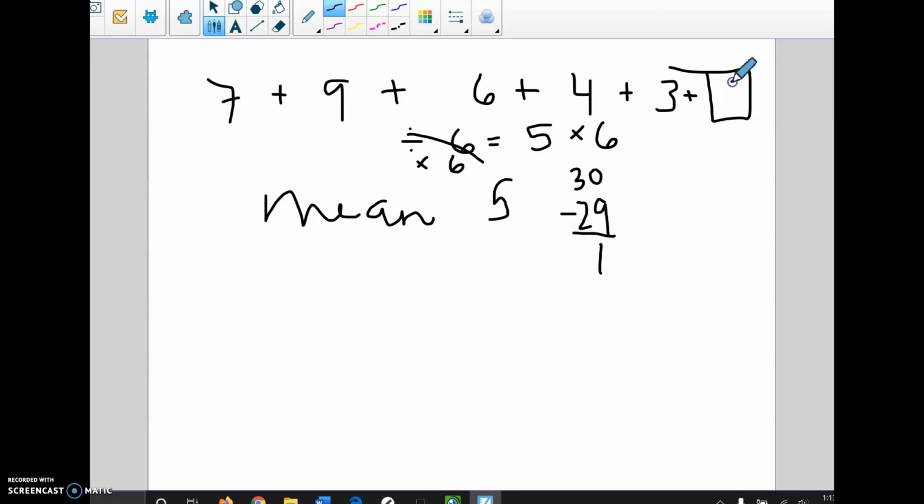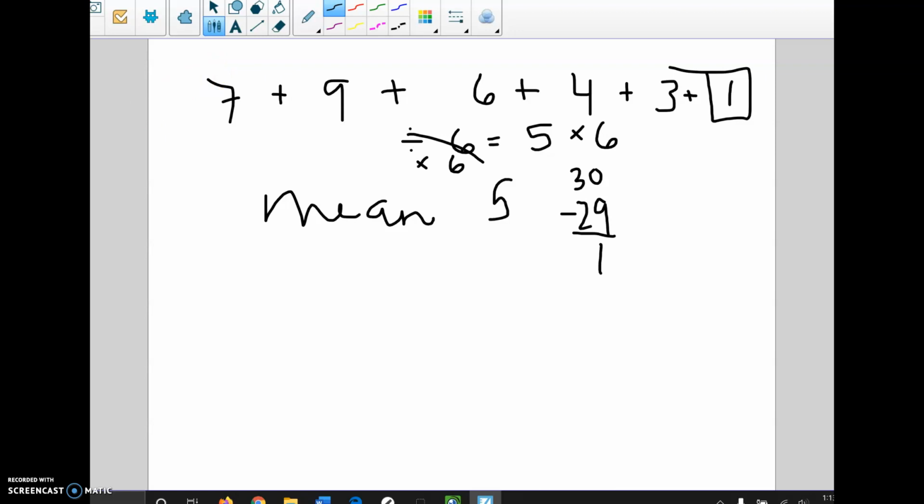So let's check and see if that's right. If I add up all of these numbers and press equals, I would get 16 plus 10 plus 4, that'd be 30. And 30 divided by 6 is 5. So my mystery number is 1.